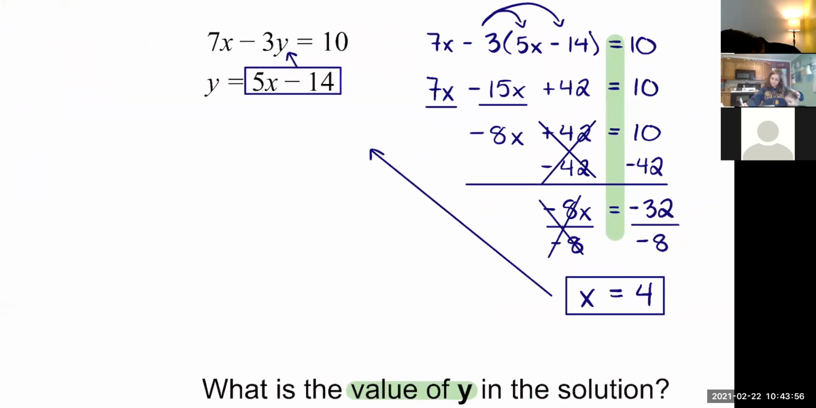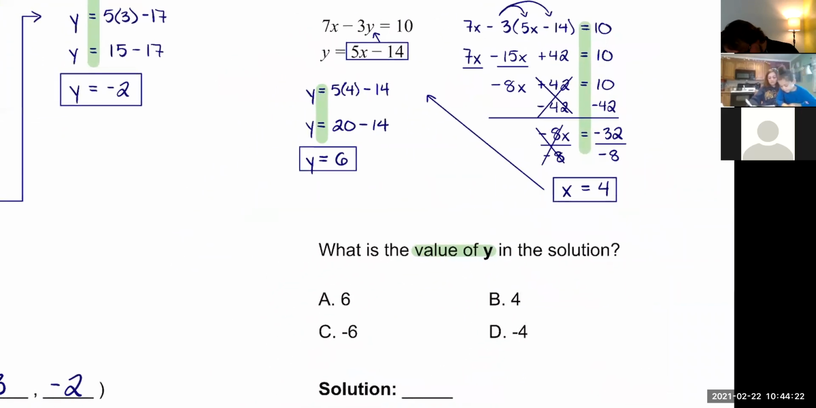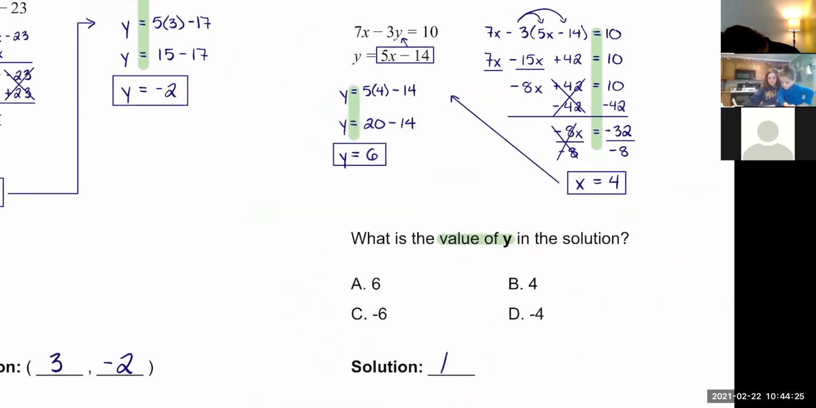So for our purposes, I'm going to rewrite the bottom equation to say that y equals 5 times 4 minus 14. 5 times 4 gives me 20. And 20 minus 14 gives me 6. So the value for y is positive 6, which is option A. So make sure you're reading the directions carefully. There's 2 problems like this on the test tomorrow.